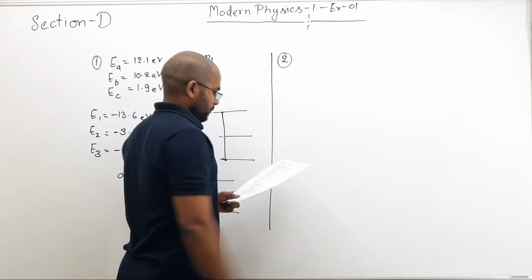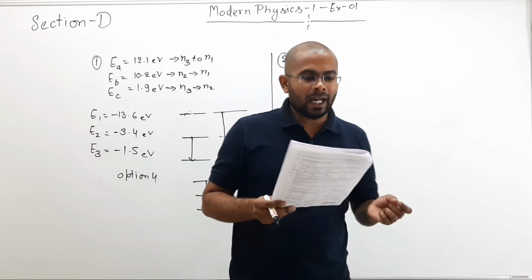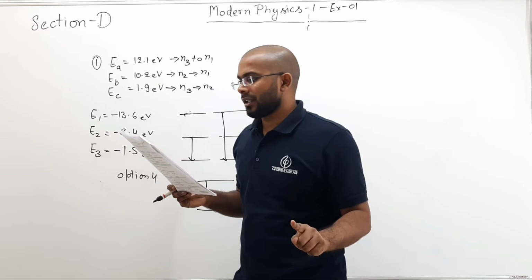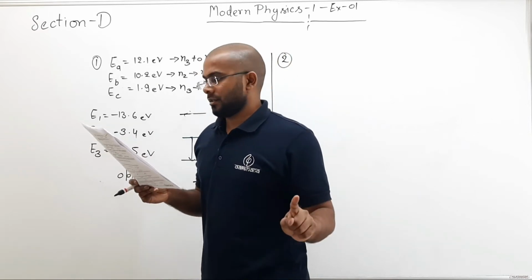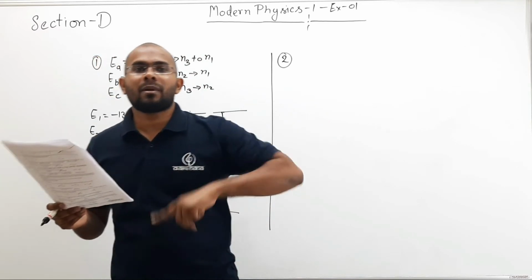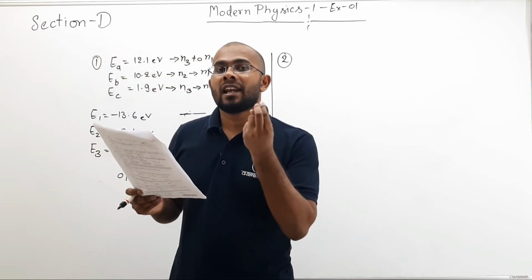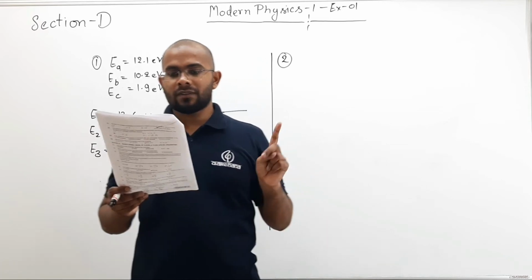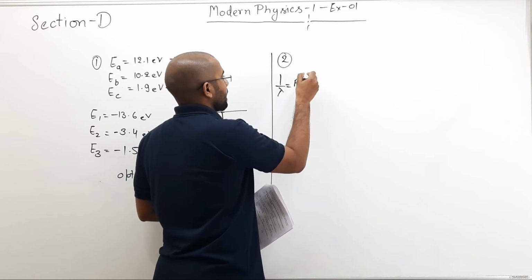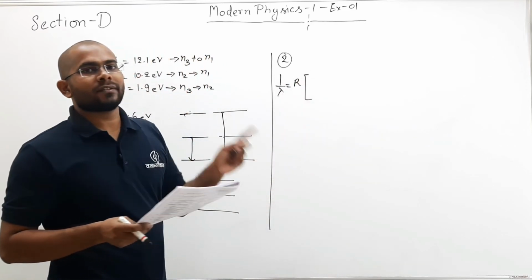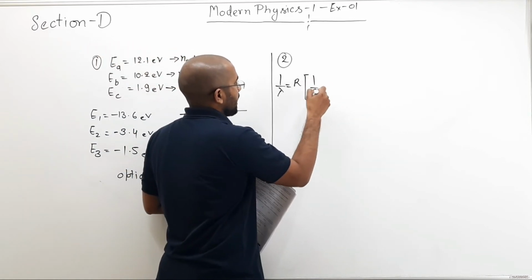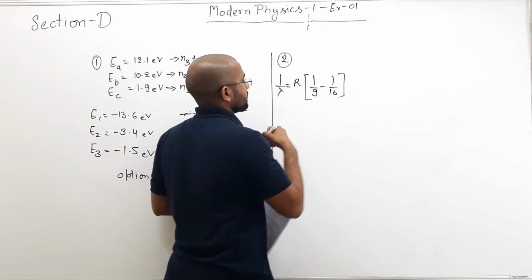What about question number 2? In a hypothetical atom, if the transition from n equals 4 to n equals 3 produces visible light, then what are the possible transitions to obtain infrared? Remember, infrared has energy less than the visible region. So for infrared radiation, if you remember, 1 by lambda will be equal to R, from n equals 4 to n equals 3. So what you will say? 1 by 9 minus 1 by 16. So this will be how much?